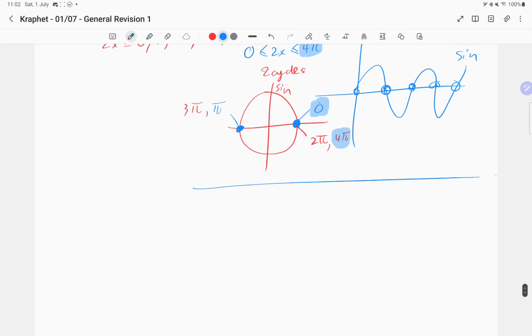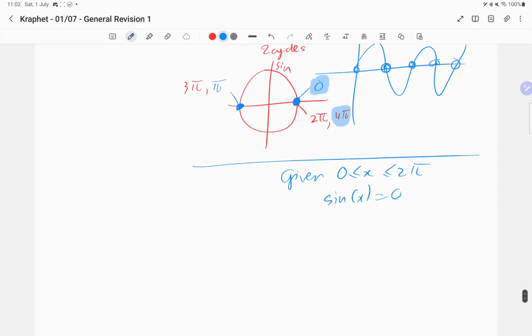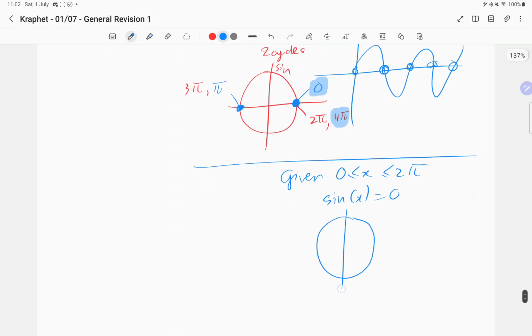So for example, let's say given 0 less than or equal to x less than or equal to 2 pi, find x where sine x equals 0. Sine x equals 0 means that you need a circle, and the 2 points are the left point and the right point. So note that the first angle that satisfies is 0. And then add pi, which is this one here. Now the last angle is 2 pi.